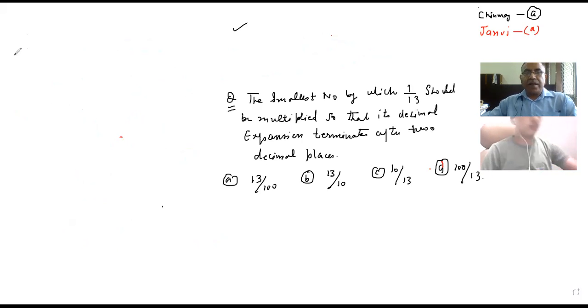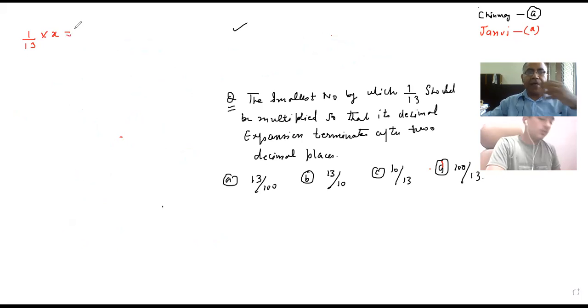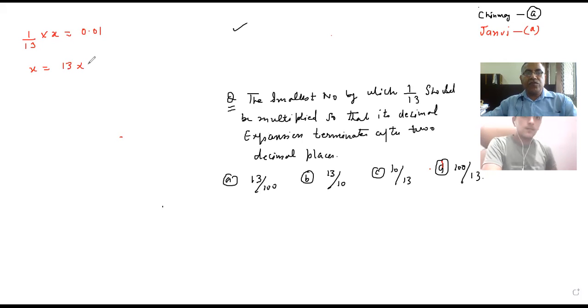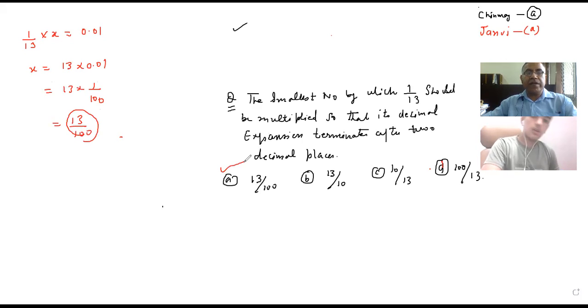Now see, 1 by 13 is multiplied by x to get a decimal expansion which terminates after 2 decimal places. So maybe it is 0.01, because after 2 decimal places. So what should be x? x is equal to 13 times 0.01, which is equal to 13 times 1 over 100, which is equal to 13 over 100. Perfect. Absolutely right. Option A is correct. So this is the way to find out the answer.